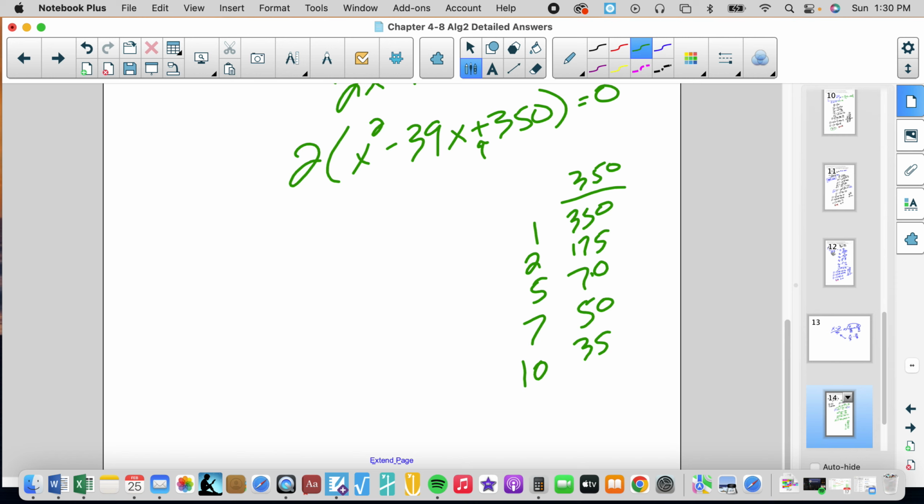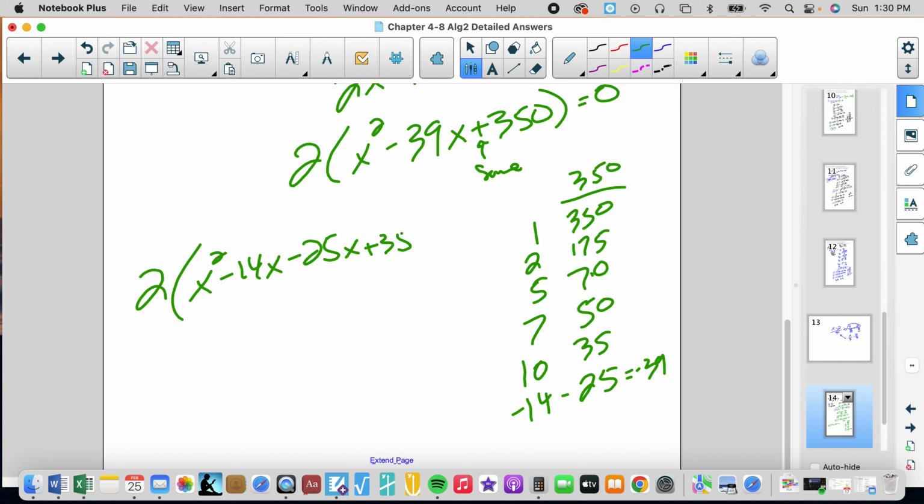Uh-oh. I missed it. Oh no, adding. Sorry. Add 10. 14. 14 and 25, which makes 39. Signs are the same. Both are negative. Gives me my negative 39. I was looking. That was the same. So we get 2 times the quantity x squared minus 14x minus 25x plus 350 equals 0.